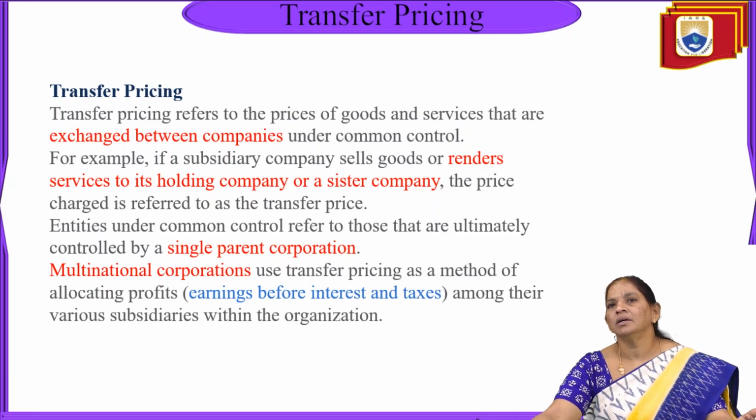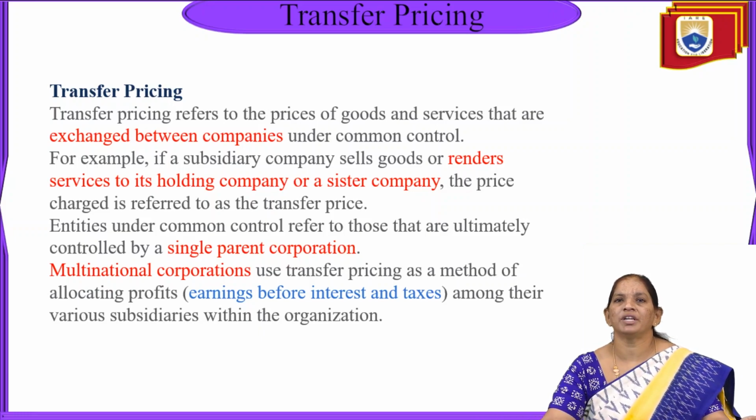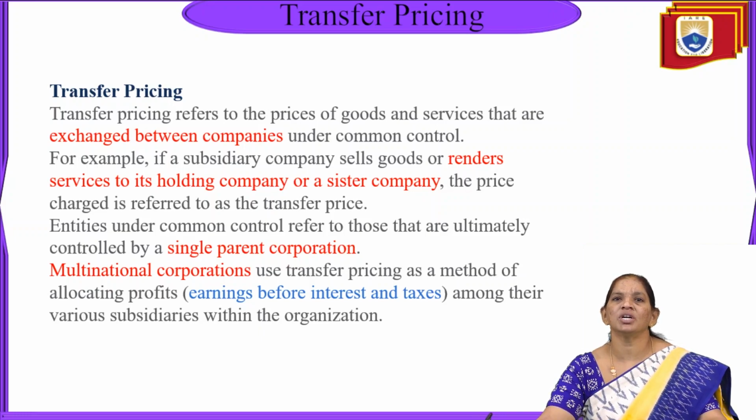Maybe when we see a company like Tata. Tata is a large producer of a variety of goods. So when we transfer goods from one Tata company to another branch, they will have a transfer price. That price, where goods are exchanged from one company to another when there is a common control, we call transfer pricing. For example, if a subsidiary company sells goods or renders services to the holding company or a sister company, the price charged is referred to as the transfer price.